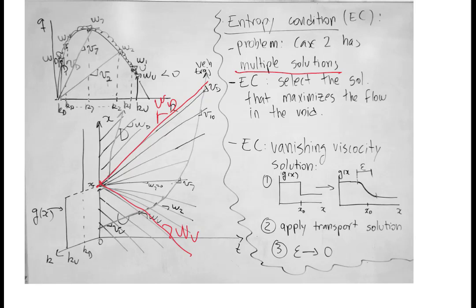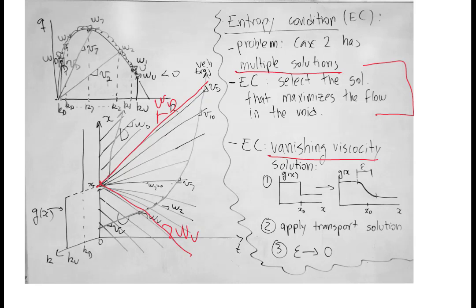Okay? The way people drive is that we want to get to a destination faster. So the entropy condition says, and this is how we define it in the case of traffic, we select, of all those multiple solutions, the one that maximizes the flow at all points in space. Okay? And that turns out to be the vanishing viscosity solution that we've been talking about.